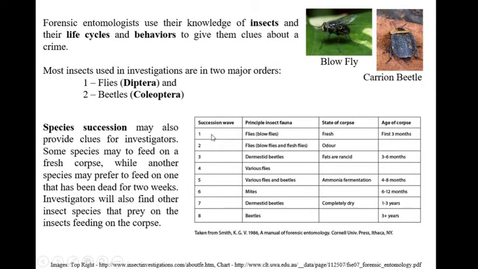So here is a succession wave, where we can find stages 1 to 8 in the first column. Second is the principal insect fauna that arrives on the dead body, and the state of the corpse, meaning the status of the dead body. If it is fresh, the blowflies are the first to come and lay their eggs. They may come within a minute or within a few minutes to a dead and decaying matter. And for the age of the corpse, for the first 3 months we can find these particular flies there. Next, the blowflies and flesh flies. So these are two types of flies. Flesh flies specifically feed on the flesh only.